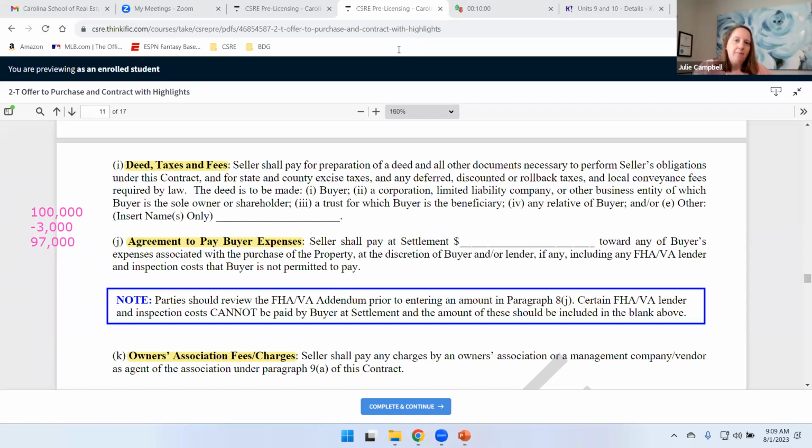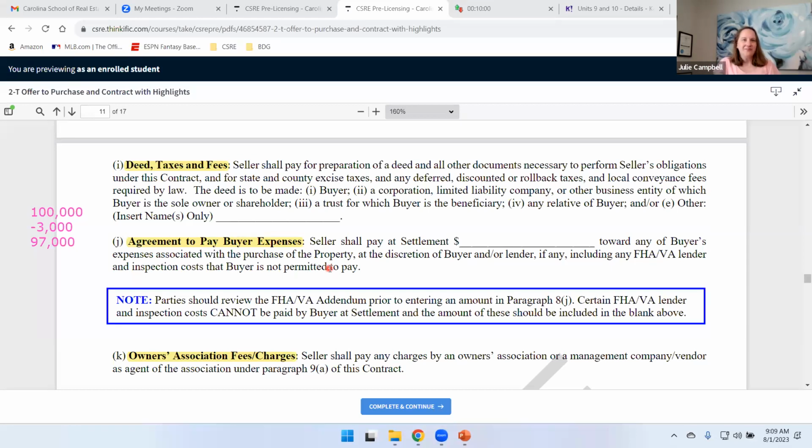FHA, VA, buyers may not be allowed to pay some of their inspections. Again, we're getting there in our financing unit, so we'll talk about FHA and VA. But for example, the buyer getting a VA loan is required to get a pest inspection. The VA requires a pest inspection. However, the VA will not let the buyer pay for that pest inspection. So if the buyer's not going to pay for the pest inspection, who's left?